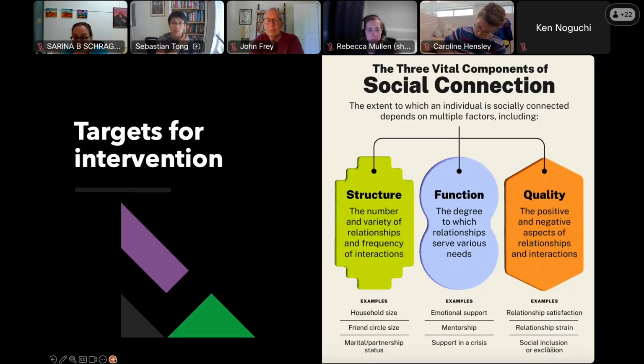So this also comes from Holt-Lunstad and was published in that report on loneliness, thinking about where we target loneliness. I think there's the structure of connection, the number and variety of interactions that people have. There's the function, since different relationships serve different functions. Our relationships at work are very different from our relationships with our partner, our parents, our neighbors, and so on. They all serve different purposes. And then thinking about quality as well.